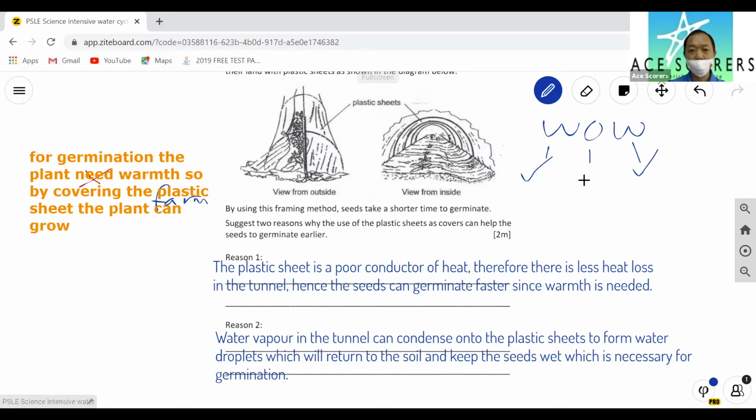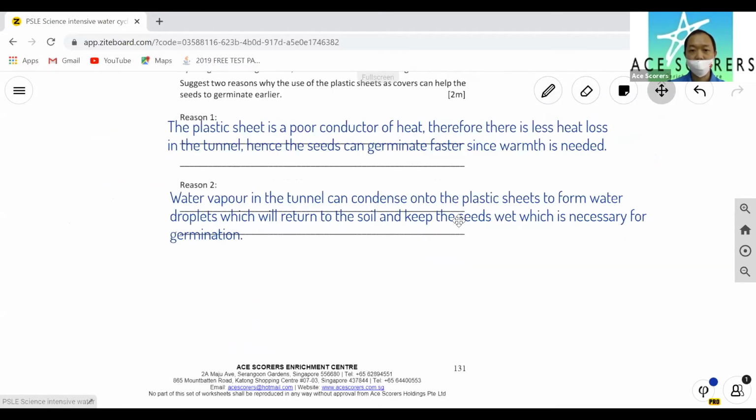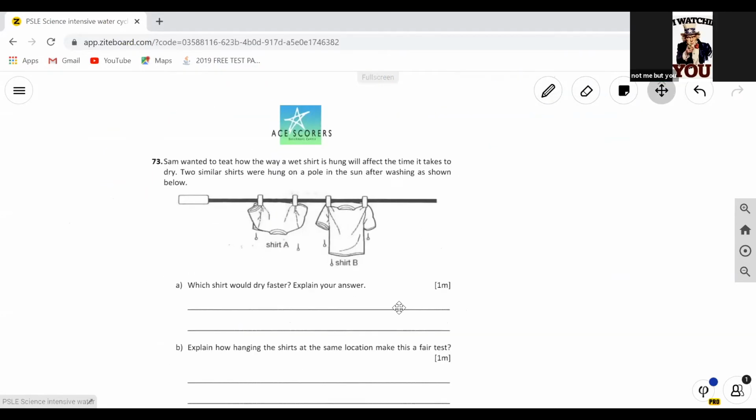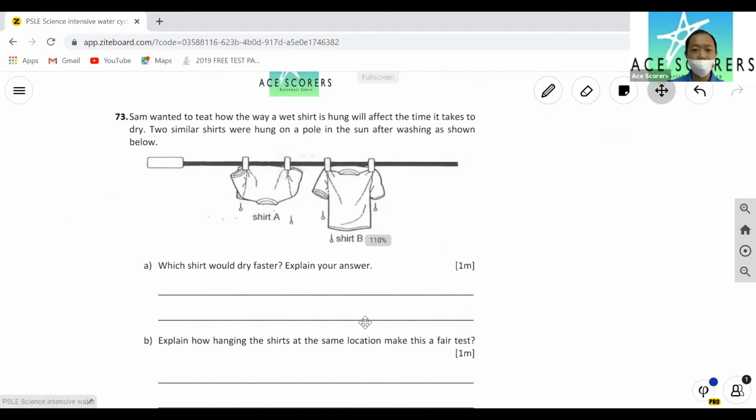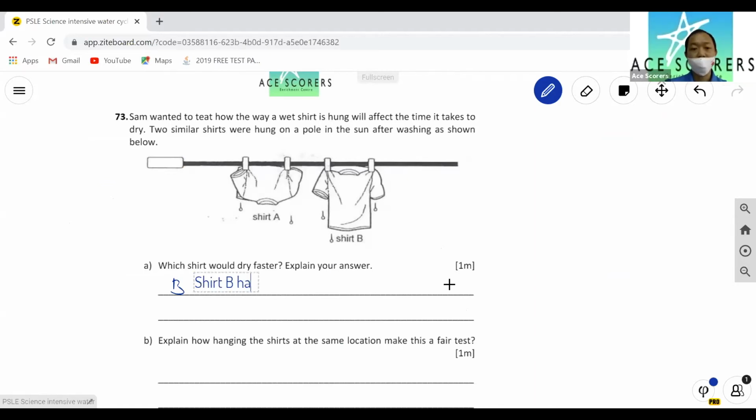Next one. Okay, so which one will dry faster? So we know it's B, right? Okay, why? So I'm going to type this out. It has a bigger exposed surface area.